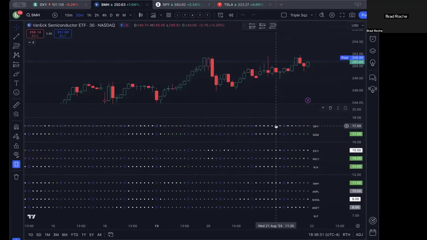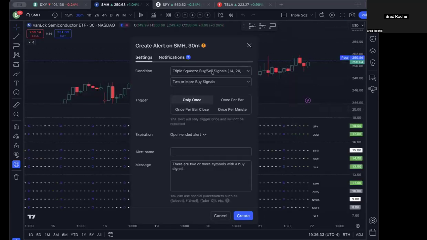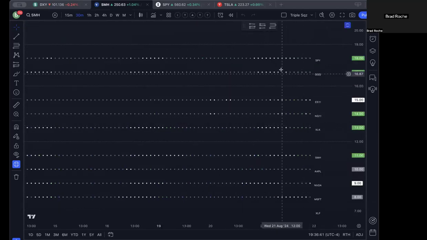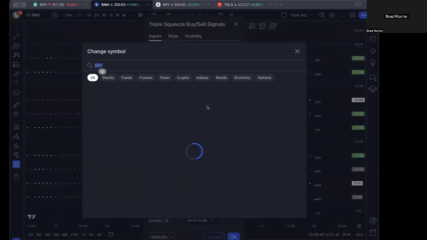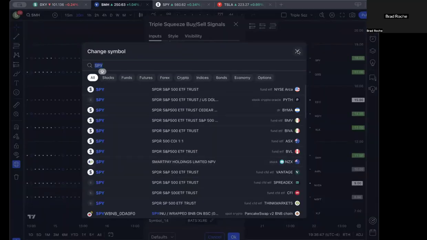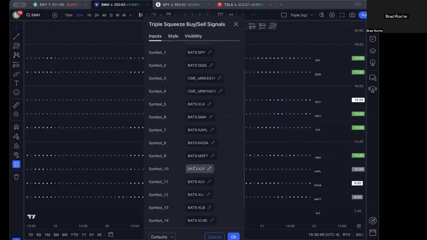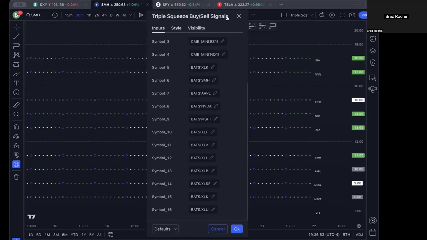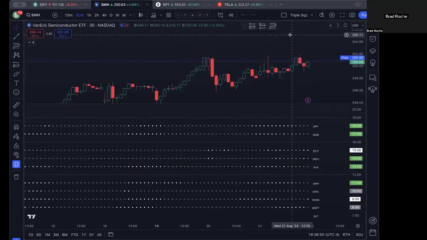Now, the next thing you can do with this is set an alert for any time there's 2 or more buy signals on any of these stocks, or sell signals. And then the next thing is you go here. And what if I want to change it? I can plug in whatever stock I want to and change it to whatever stock I want to. And it has up to 16 different slots. And that's it. That's all I got for you guys.